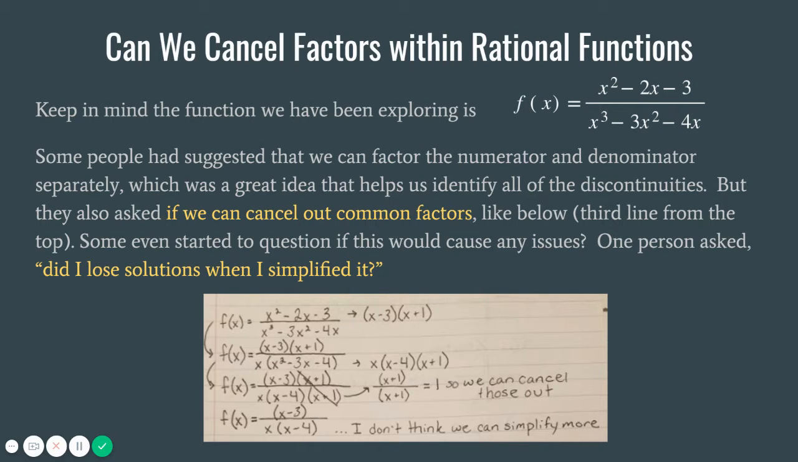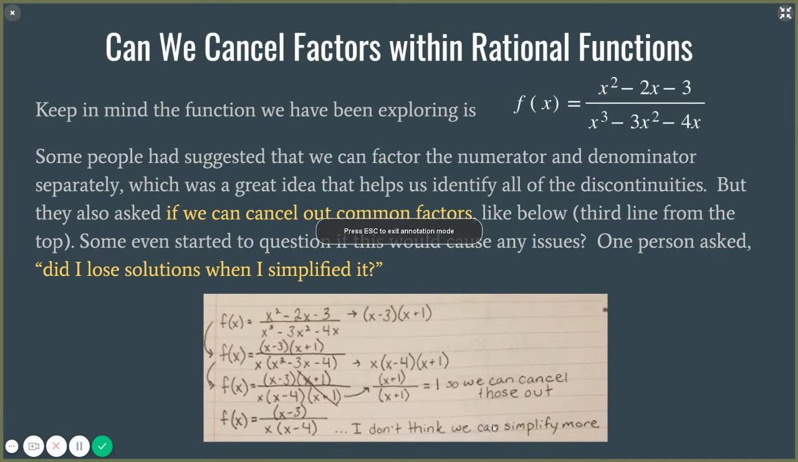It's f of x. And some people had made the suggestion that we cancel out the common factor from the numerator and denominator. And we can see that in their work right here, because they said that x plus 1 over x plus 1 equals 1. So we can go ahead and cancel that out, right? It's not really going to matter.